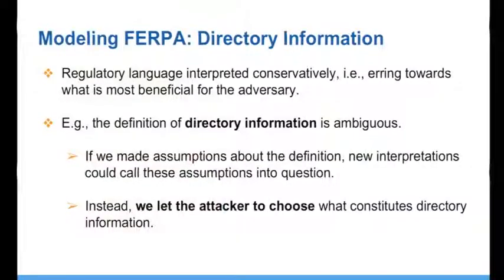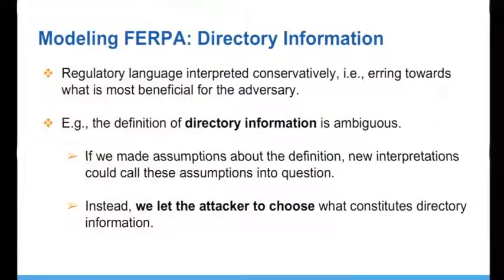In developing this model, we made efforts to overcome ambiguities in the law that have led to differing interpretations of the legal requirements. For example, FERPA allows school directory information to be shared publicly. This is what makes it possible for schools to publish yearbooks and school directories. However, each school has discretion to designate information as directory information. And rather than making assumptions, which could later be shown to be incorrect, we let the attacker choose what constitutes directory information. This is a conservative approach that strengthens our model, and it ensures that we capture a wide range of potential interpretations of the law.